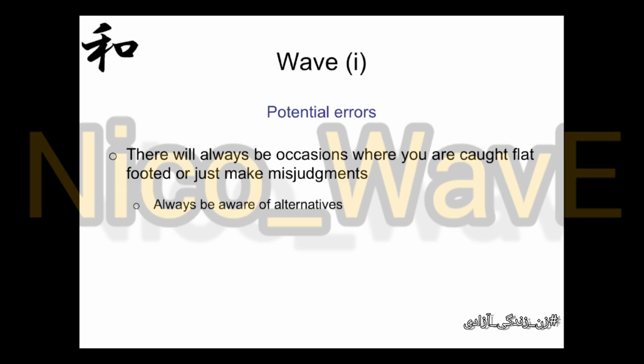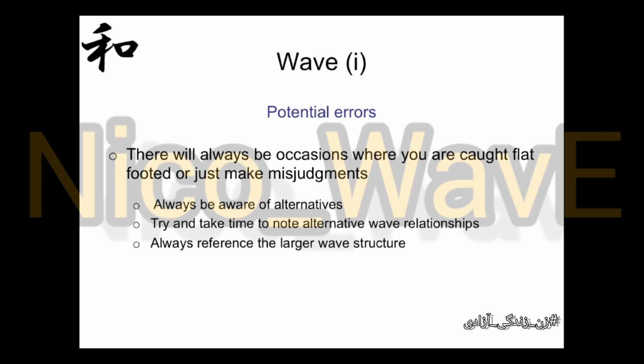So what are the potential errors? There will always be occasions where you're caught flat-footed or just make misjudgments. I still do it, and I don't think there's any way you can avoid it. The issue is that what you need to do is always be aware of alternatives. Always have expectations of how the structure should develop. Try and take time to note alternative wave relationships, just to make sure you're not kidding yourself or trying to force a count.